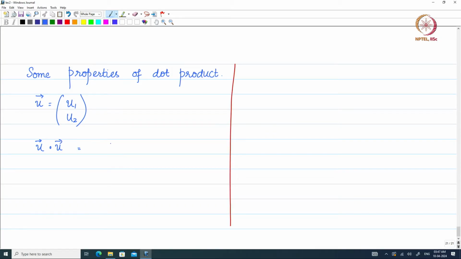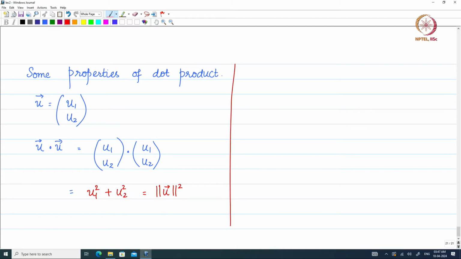What does that mean? I want to look at the dot product of a vector with itself: (u1, u2) dot (u1, u2). We know that the dot product of two vectors is the component-wise product, then summing those products. So I am going to get u1 square plus u2 square, which is precisely what we call the square norm of the vector u, that is, the squared length of the vector u.